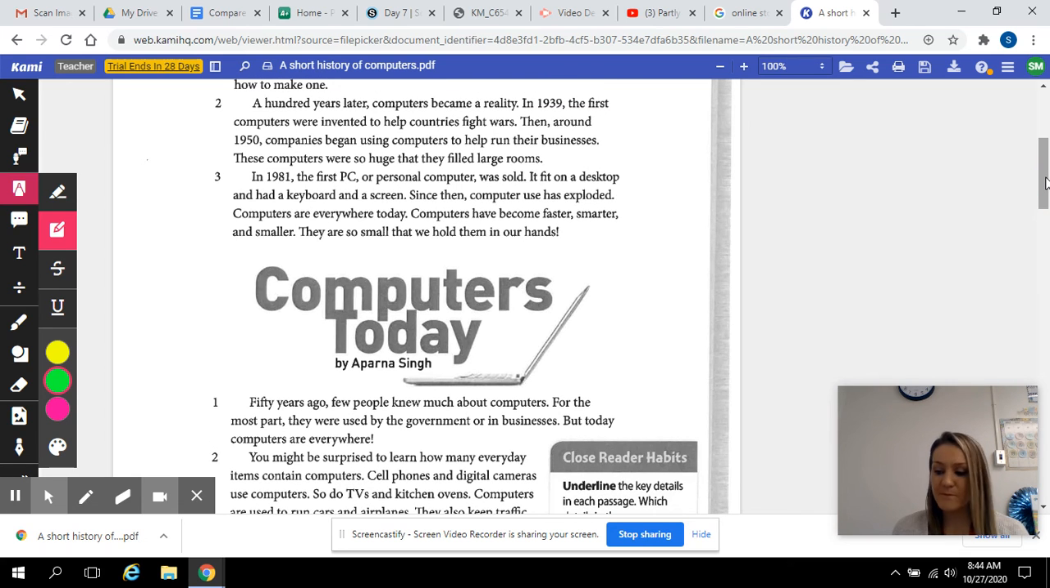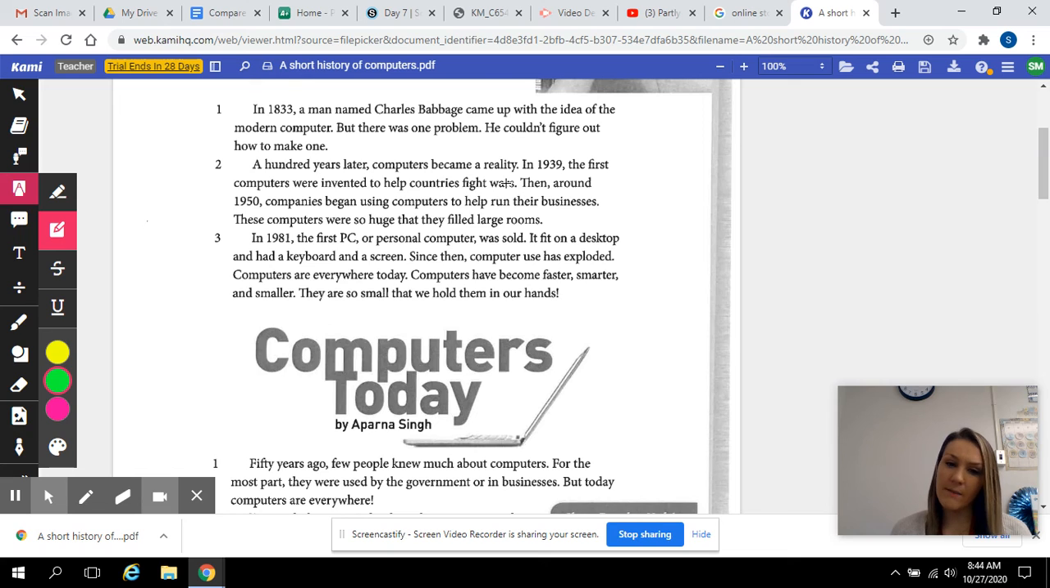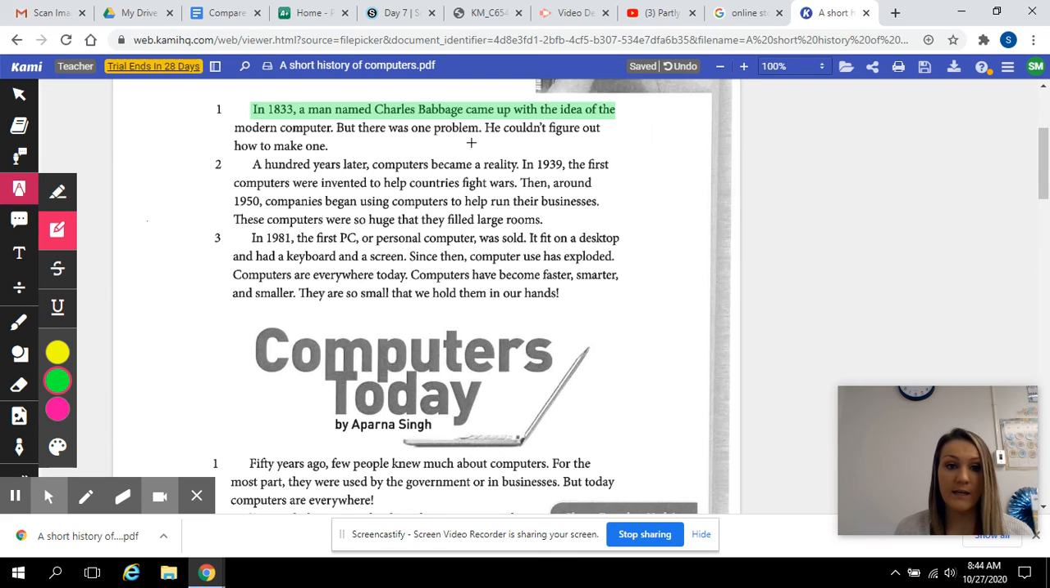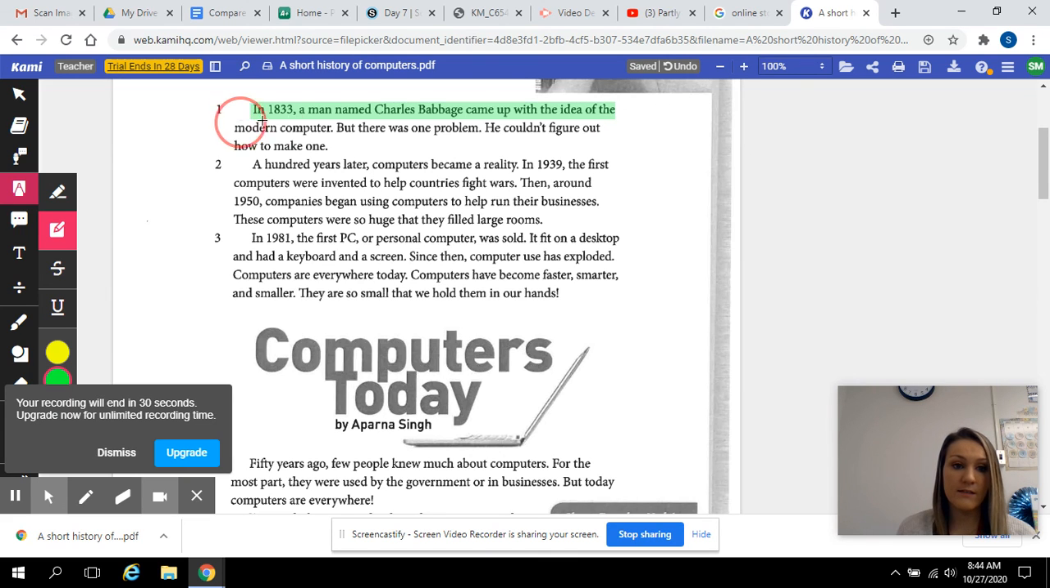So let's see. In this text, it talks about who came up with the computers, but it didn't talk about that here. So let's highlight that in this text. So this is a difference, okay? This is a difference.